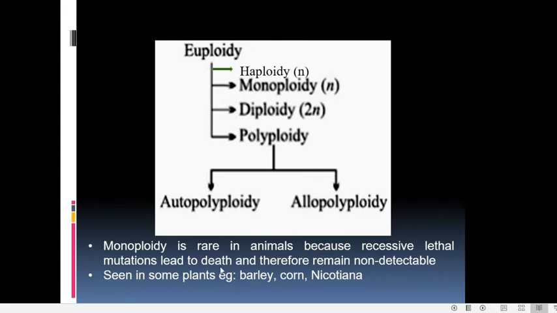First is monoploidy, which is rare in animals, because most monoploid conditions are lethal, leading to death, and therefore they remain non-detectable. That is why monoploidy is considered rare in animals. Even if monoploids arise, it is a lethal condition. Whereas it is seen in some plants like barley, corn, nicotiana, etc.